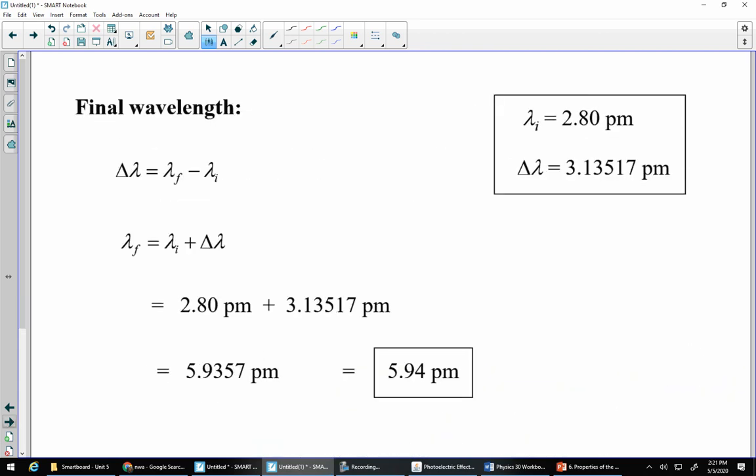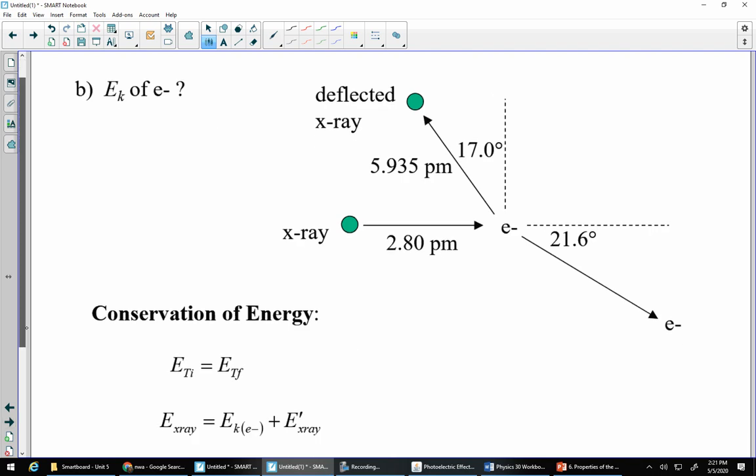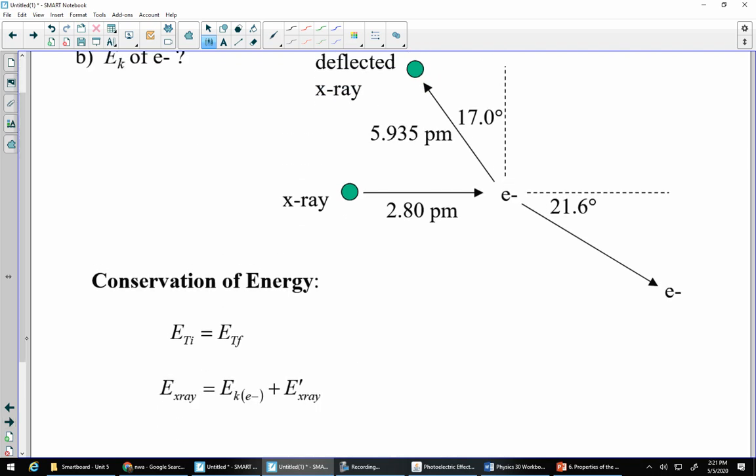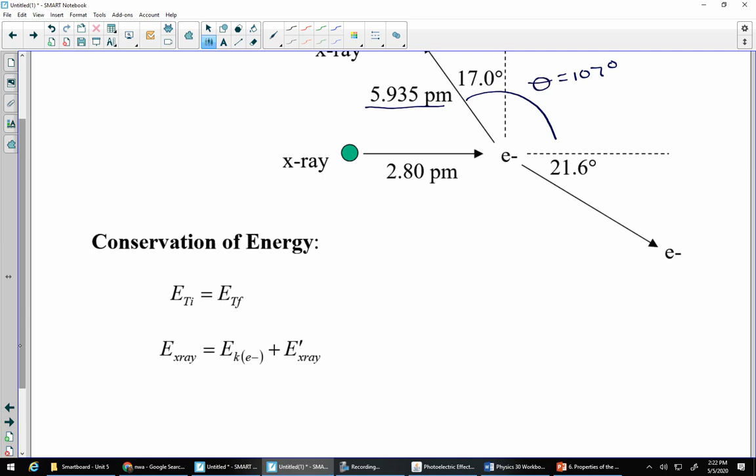Okay, good. Should have erased all that stuff, but that's okay. Here's my conservation of energy, and here's the information that we've got. Now remember, this theta was 107 degrees, and we also figured out the wavelength of the deflected X-ray. Cool, so my conservation of energy, I really should have cleaned this up. I apologize, folks. That's okay, we can start with this. ETI is equal to ETF. You'll have to write that out. I'm kind of lazy and didn't erase it, so it's already there for me. When I expand on that, though, my initial energy is just the X-ray before the collision.